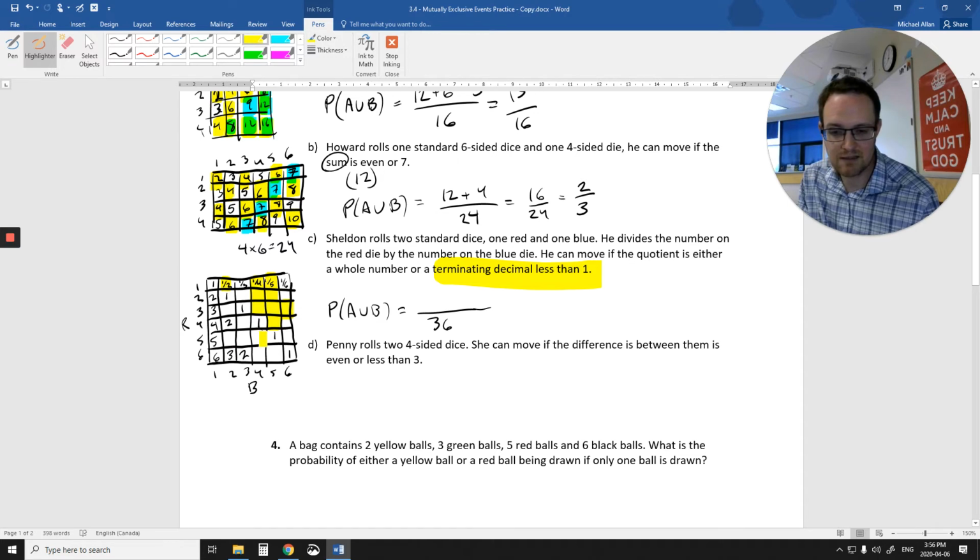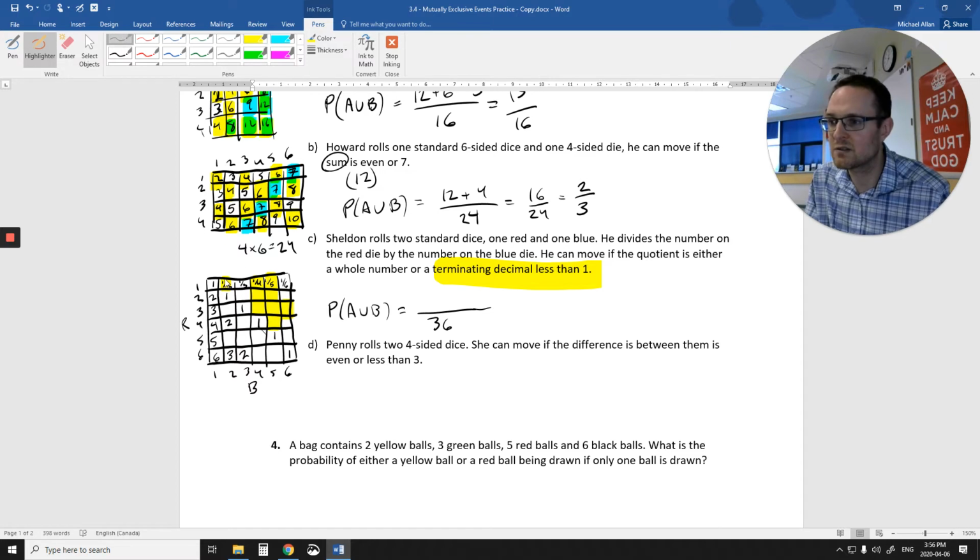5 divided by 6. You notice I skipped the other side of this table because 2 divided by 3, divided by 4, those are all bigger than 1. I'm not too concerned about that. So these numbers up here are the ones less than 1 and are terminating. So there's 1, 2, 3, 4, 5, 6, 7, 8, 9. So there's 9 of those.